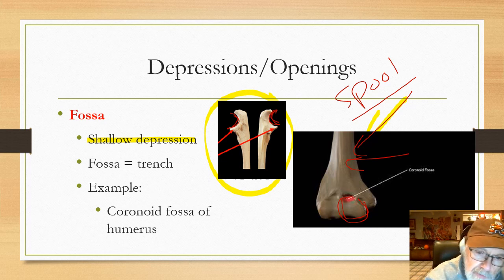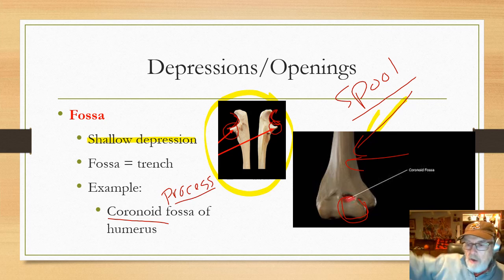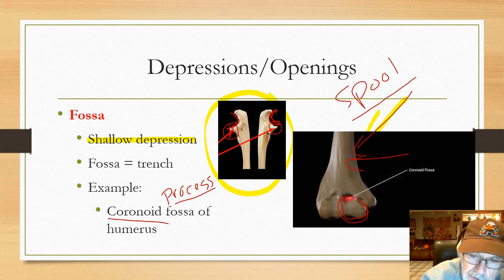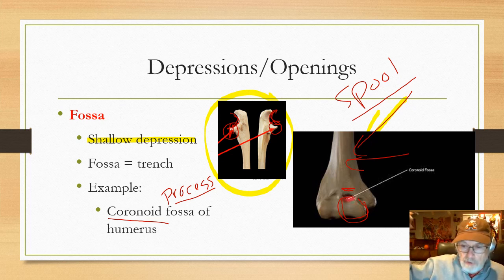If you look right here, there's a little process that's right there, and that's called the coronoid process. We haven't talked about processes yet because we're only talking about depressions. So if I straighten my arm out, that process has no problem. But when I flex my arm, this little thing right here is going to hit against the front of the humerus and would stop my arm from flexing or bending.